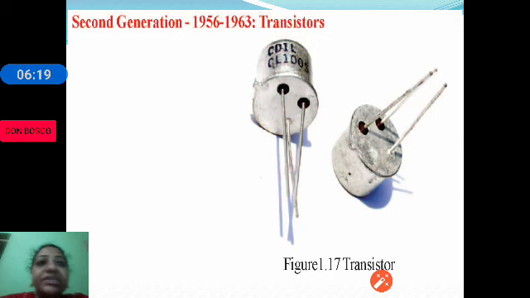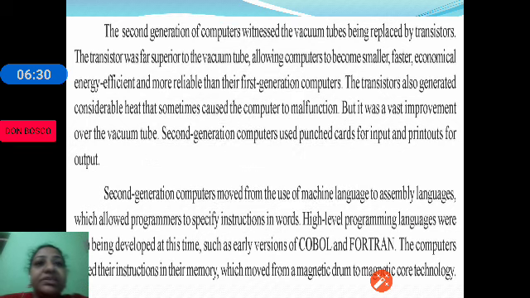Next comes the second generation, that is 1956 to 1963. These computers used transistors. Vacuum tubes were replaced by transistors. So, in second generation computers, vacuum tubes were replaced by transistors. As the size of transistors was very small, the computer size became much smaller and they became very economical compared to the first generation computers.